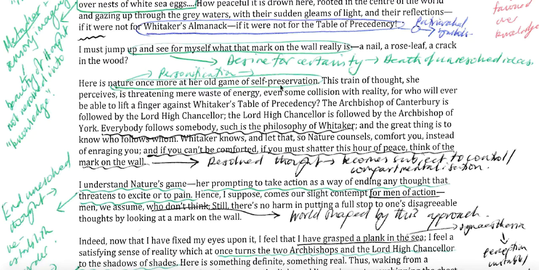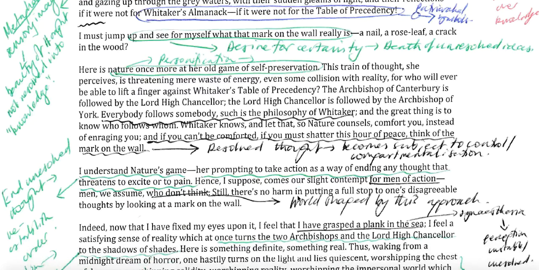This train of thought, she perceives, is threatening mere waste of energy, even some collision with reality, for who will ever be able to lift a finger against Whitaker's table of precedency? The Archbishop of Canterbury is followed by the Lord High Chancellor. The Lord High Chancellor is followed by the Archbishop of York. Everybody follows somebody, such as the philosophy of Whitaker. It is based on antecedents.